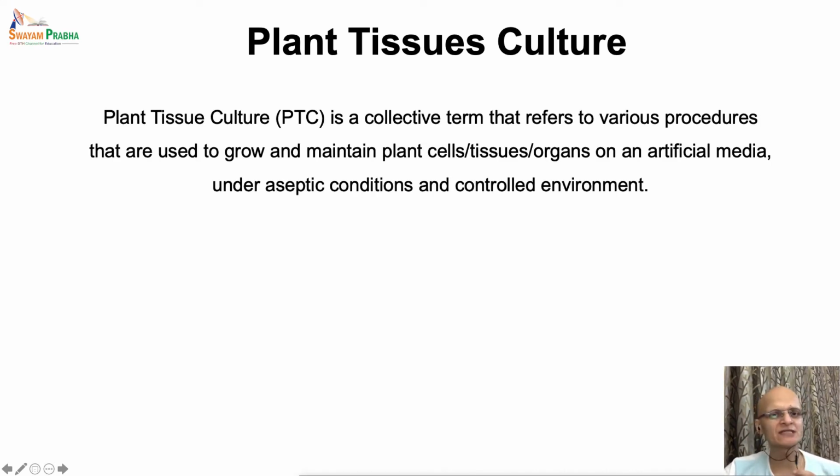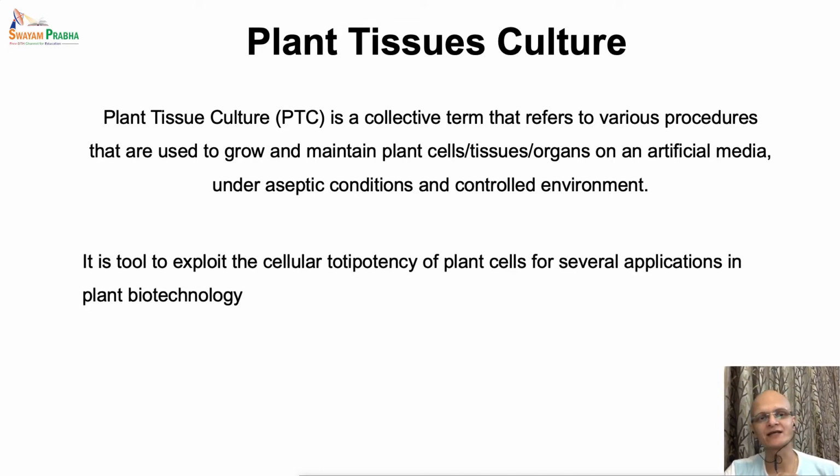So, plant tissue culture is a collective term that refers to various procedures that are used to grow and maintain plant cells or tissues or organs on an artificial media under aseptic conditions and controlled environment. So basically it's a tool to exploit the cellular totipotency. In last lecture we learned about the totipotency, how each and every plant cell is totipotent, that is, it's capable to regenerate into a whole plant body.